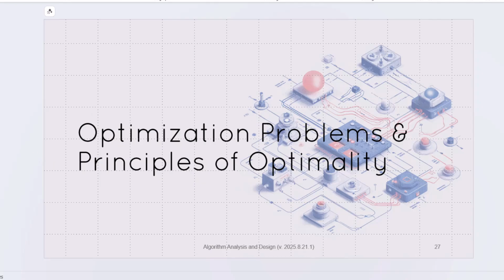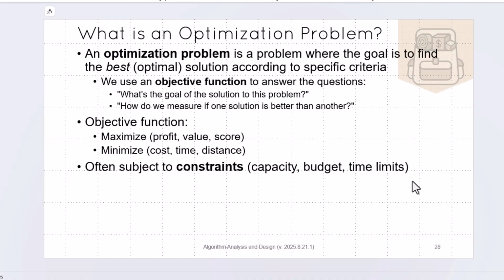Okay, problems and principles of optimization problems. What are the principles of optimality? So what is an optimization problem? You hear this term a lot, and it's one of the most important categories of problems because we're trying to find the best solution, often with the fewest resources that we can. An optimization problem is a problem where the goal is to find the best, also called the optimal, solution according to specific criteria. We use an objective function to answer the questions, what's the goal of the solution to this problem, and how do we measure if one solution is better than another? So that's called the objective function.